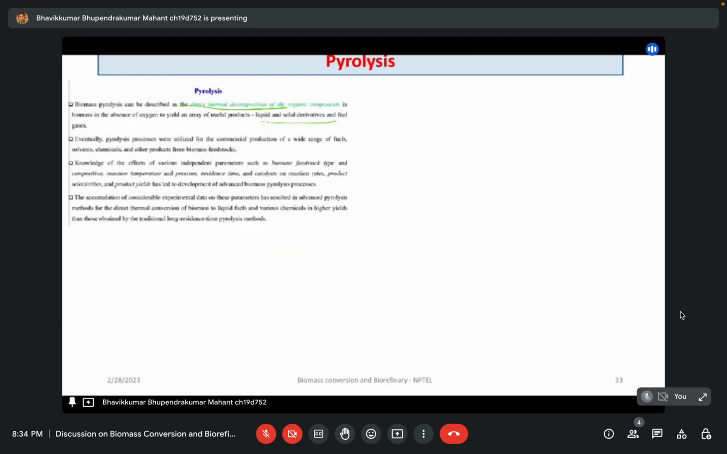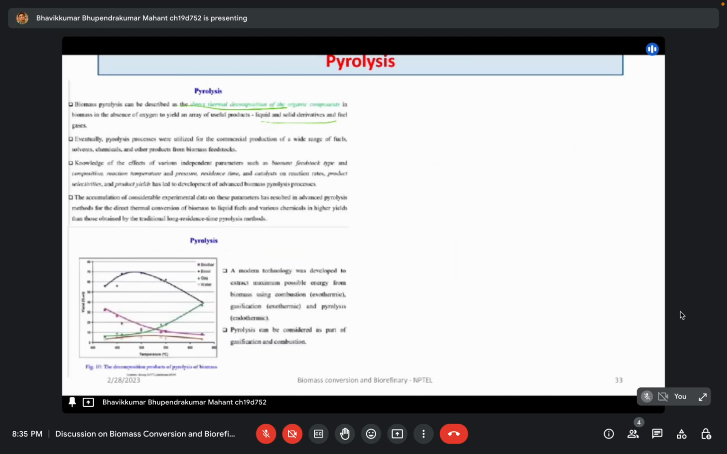To understand pyrolysis, you have to understand the type of biomass composition, the reaction temperature, pressure, the time, and what catalyst you are using. Many things are there, and this will be helpful to finalize your process. The accumulation of considerable experimental data on these parameters has resulted in advanced pyrolysis processes, where you can convert biomass into liquid fuel as well as various chemicals in very high yields.